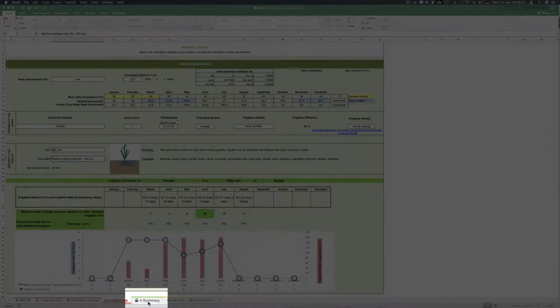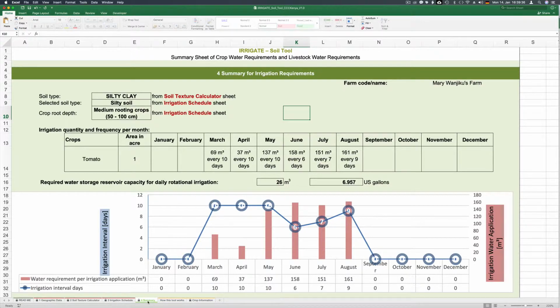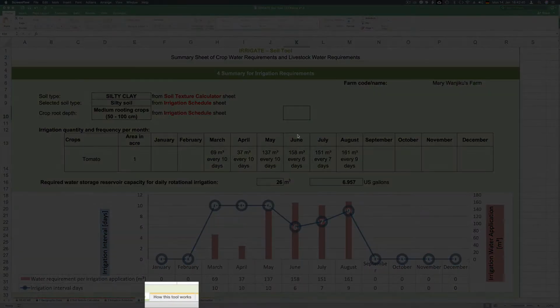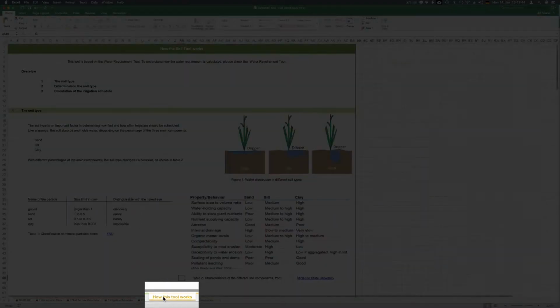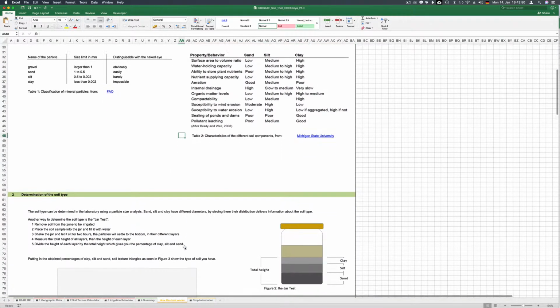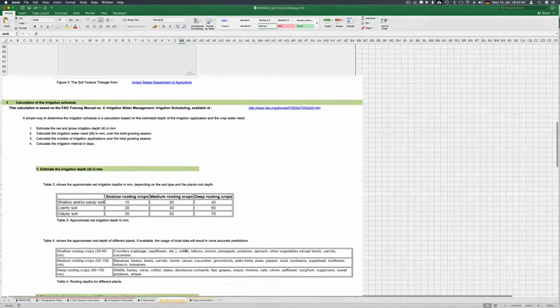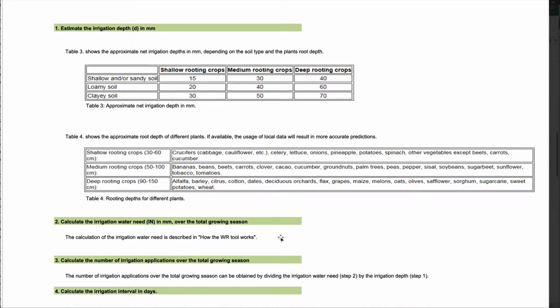The summary sheet summarizes the table and the graph as seen in the irrigation schedule sheet before. The sheet how this tool works has already been mentioned before. Besides the determination of the soil type in paragraph 2, it explains the calculation of the irrigation schedule in 4 steps.